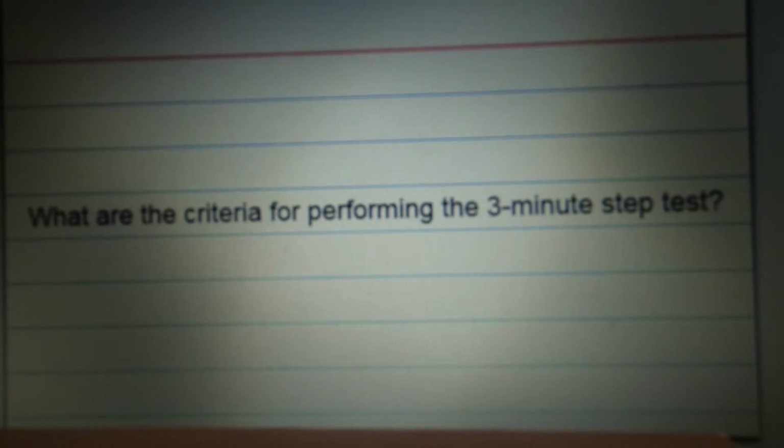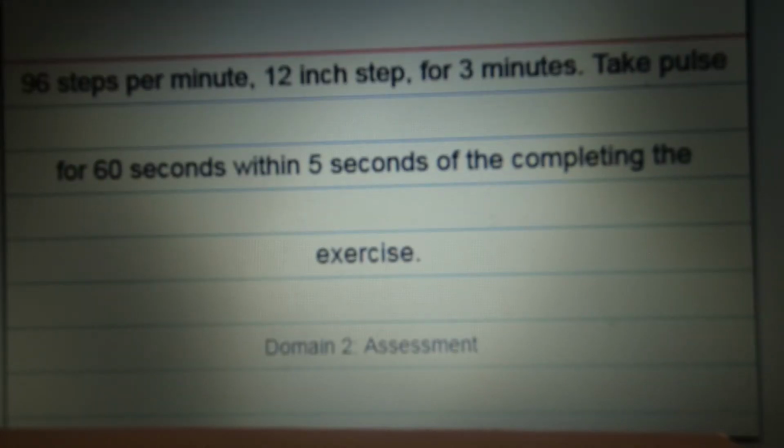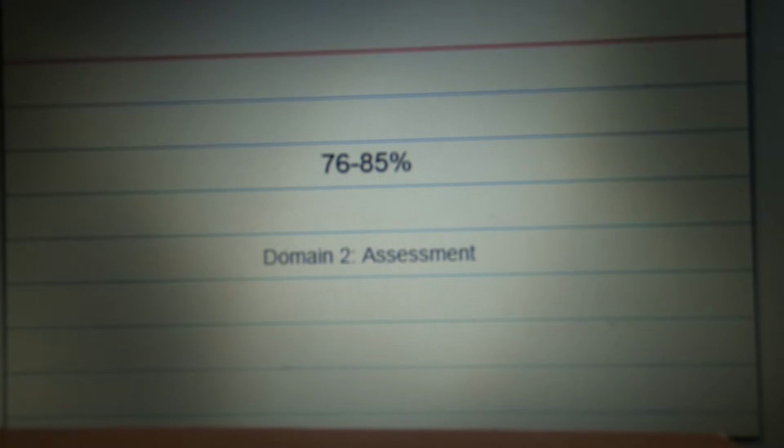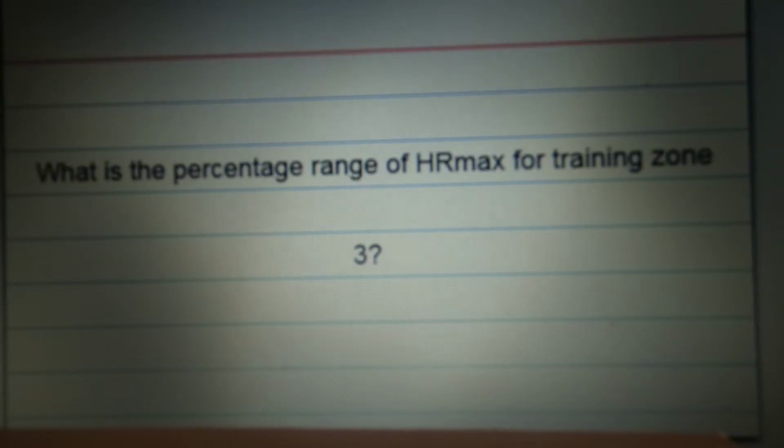What are the criteria for performing the 3-minute step test? 96 steps per minute, 12-inch step for 3 minutes, take pulse for 60 seconds within 5 seconds of completing the exercise. What is the percentage range of HR max for training zone 1? 65 to 75%. What is the percentage range of HR max for training zone 2? 76 to 85%. What is the percentage range of HR max for training zone 3?